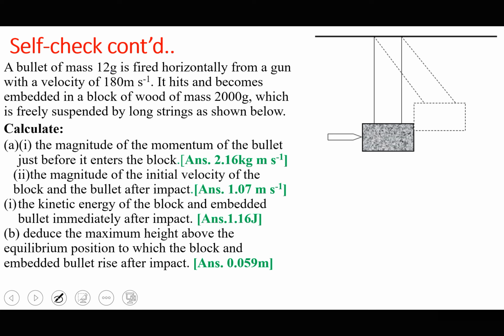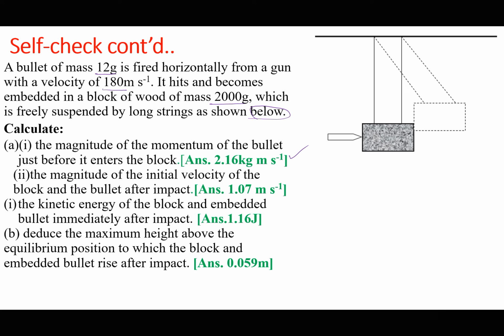a bullet of mass 12 grams is fired horizontally from a gun with a velocity of 180 meters per second. It hits and becomes embedded in a block of wood of mass 2000 grams, which is freely suspended by a long string as shown alongside. Calculate the magnitude of the momentum of the bullet just before it enters the block. So that one is mass times velocity. You can check and see if that answer is correct.